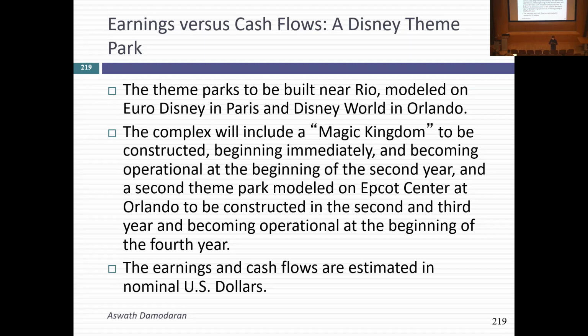So I'm going to be a number cruncher. I'm going to give you the information, and at each stage, I'm going to ask you, should we open the theme park? And I'm going to cheat. Cheat in what way? I'm going to give you the earnings and the cash flows for this theme park in US dollars. You see why it's cheating?